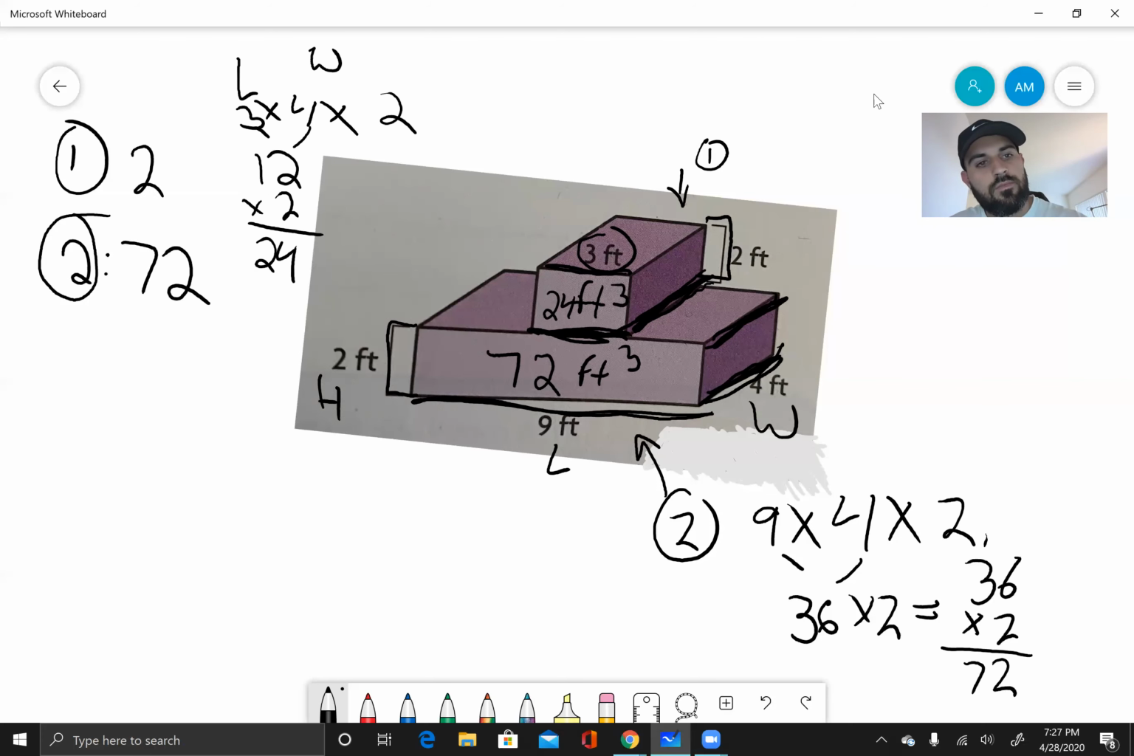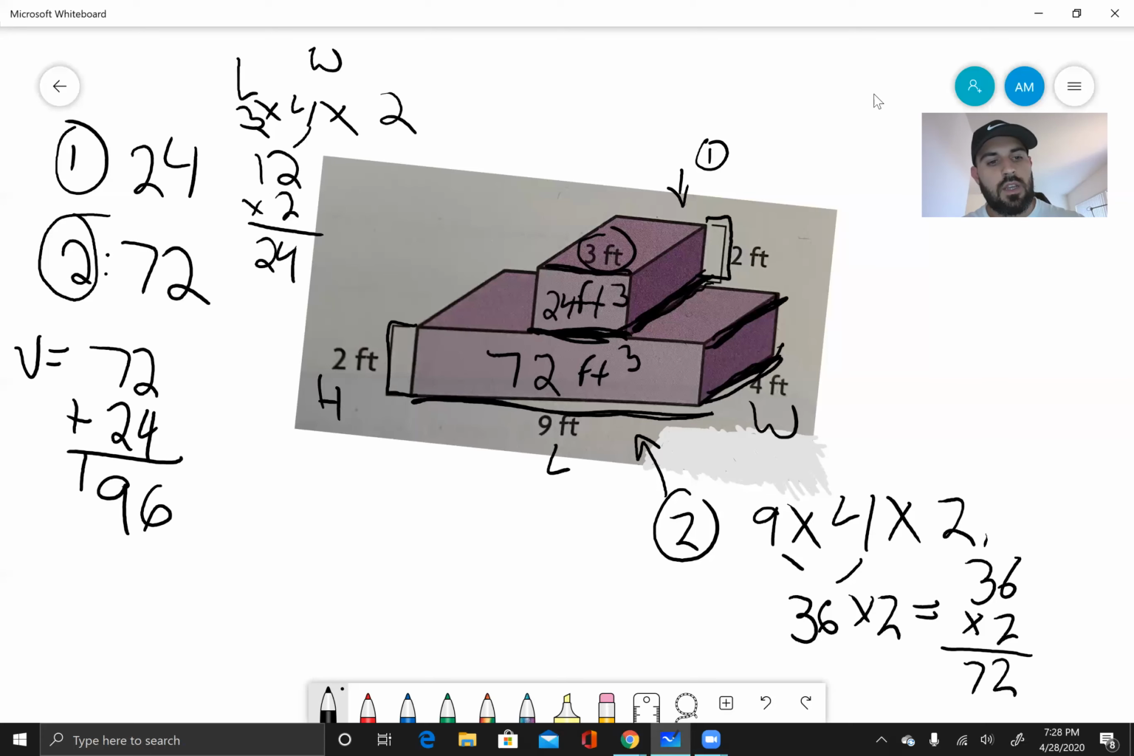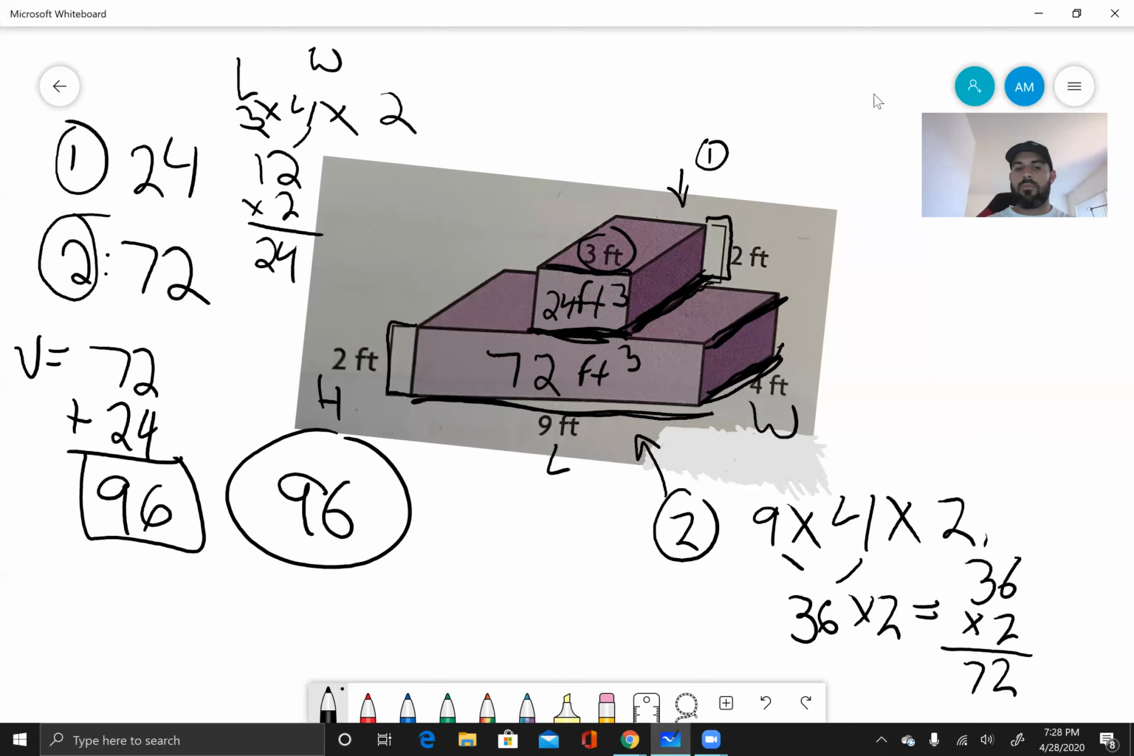Now, the easiest part about all this, hopefully you multiplied correctly and did all your work. Last but not least, to get the total volume, you would have to add everything together. So to get the total volume of this whole figure, I would add 72 feet plus 24 feet, and I would get 2 plus 4 is 6, 7 plus 2 is 9, so 96 would be our answer, okay?